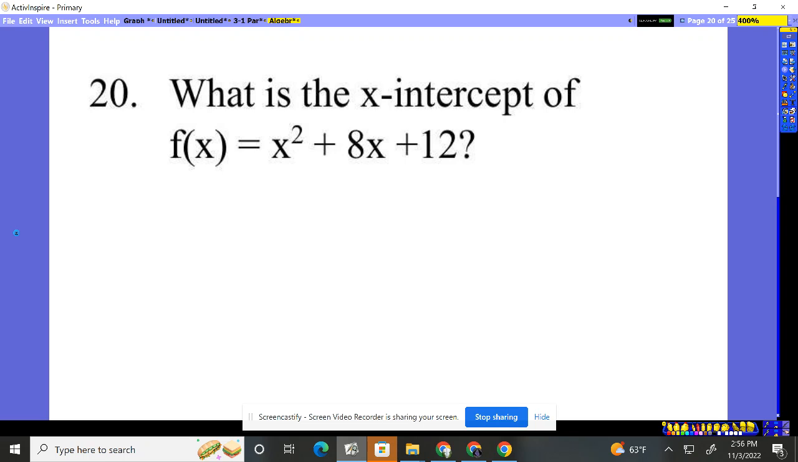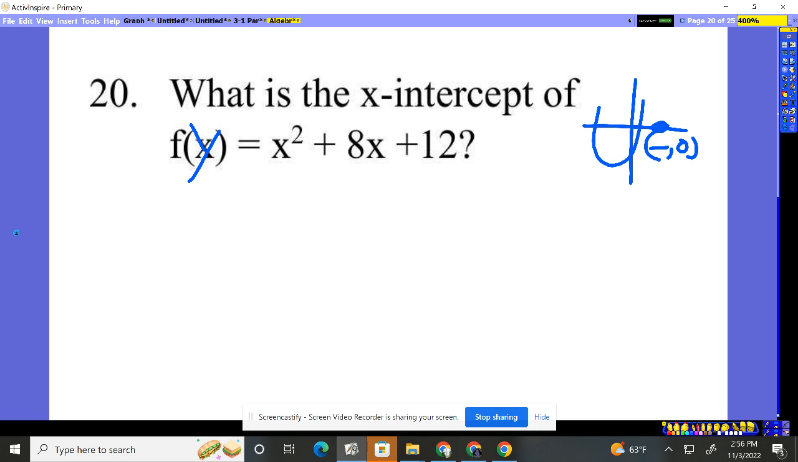Number 20, what is the x-intercept? So if we're talking the x-intercept, where are we crossing this? Well, I know I've gone over some amount and up none. I know the y value is 0. Now remember, f of x is y. Okay, that's just y equals x squared plus 8x plus 12. This is a parabola. It's going to cross in two spots. So we got to find the two places it crosses.